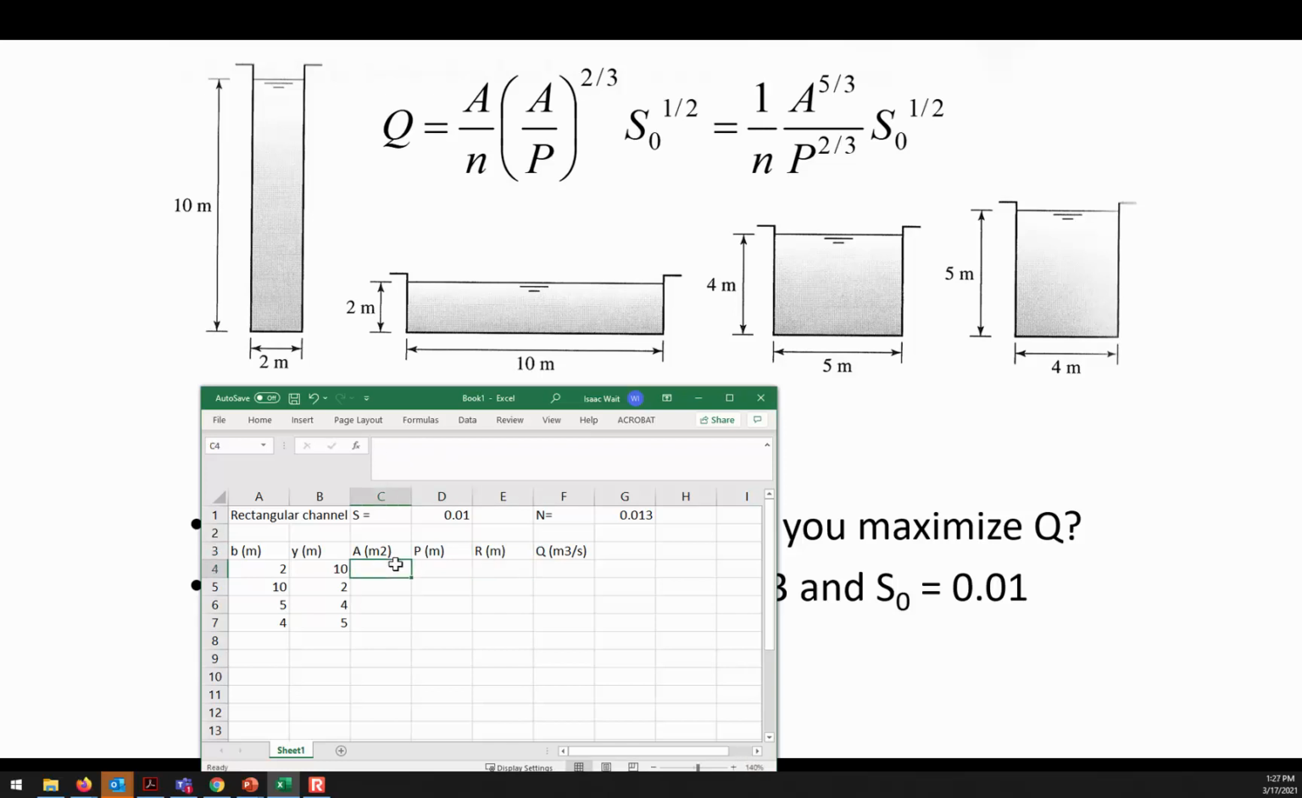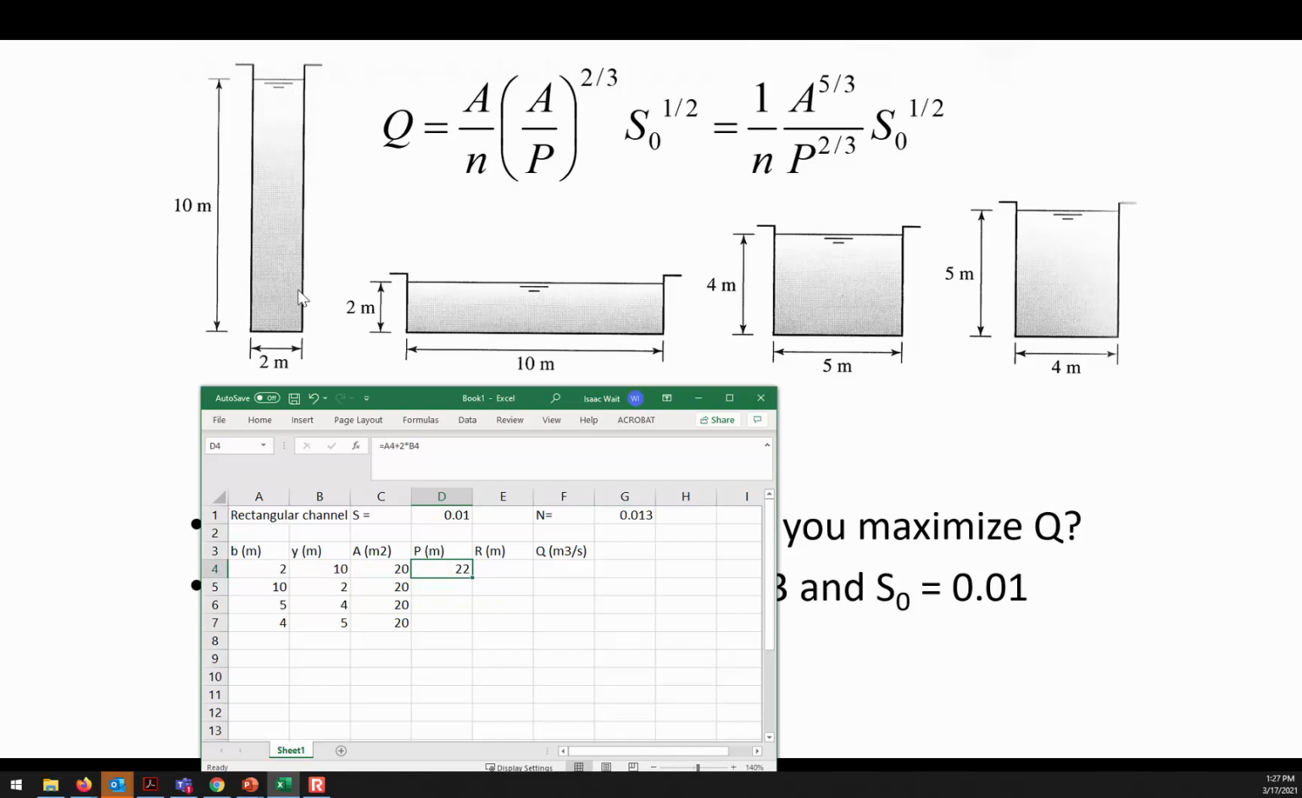All right, so our area, since it's rectangular, it's easy. Bottom width multiplied by the depth. So all of them are going to have this same 20 square meter cross-sectional area. If you multiply the width and the depth, they're all 20, but the wetted perimeters won't be the same, will they? So for a rectangular channel, wetted perimeter is the bottom width plus 2 times y, because you've got the sides and then the bottom. So bottom width plus 2 times y gives us 22 meters of wetted perimeter for this one.